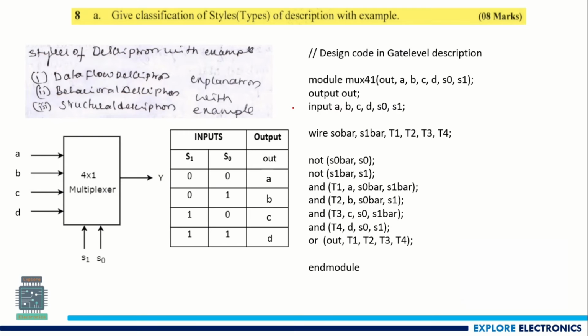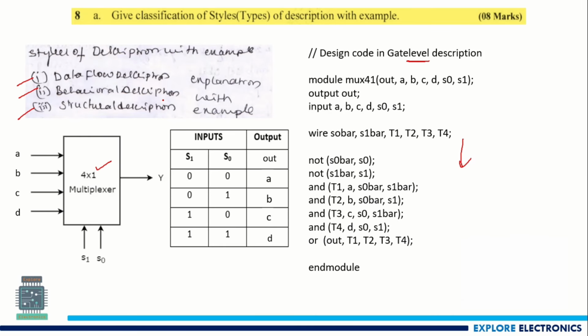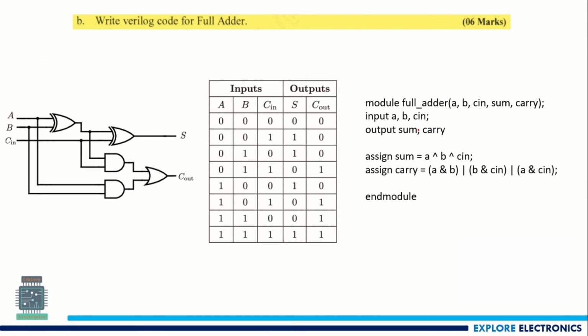Give classification of types or styles of description in Verilog with example. There are 3 types of description: data flow, behavioral type, structural type. So here I have taken an example of 4:1 multiplexer. Using gate level description I have written the code, and also using data flow description I have written the code, and also using behavioral description I have written the code. So with example, if they ask, you need to give the example for all these three. That's why a common example is taken and it is written in all the three styles.